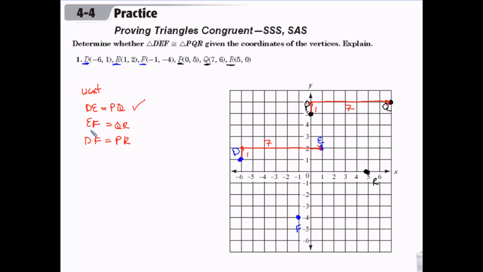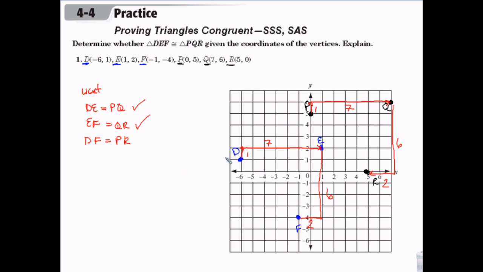Okay, now I want EF, E to F, and Q to R. So to go from E to F, I go down 1, 2, 3, 4, 5, 6, and over 2. So far, so good? So to get from here to here, I need to go down 6 and over 2. And I did 1, 2, 3, 4, 5, 6, over 2. So EF and QR are the same length. Does that make sense so far? If not, let me know.